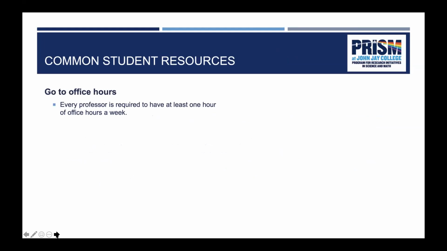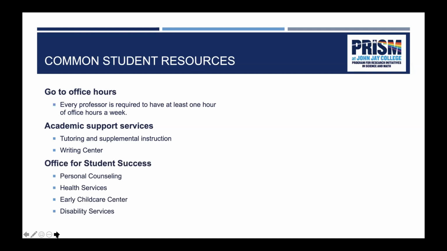So some things that you can do to make sure that you can transition to John Jay are go to office hours. Every professor is required to have at least 1 hour of office hours every week. You can go to academic support services such as the tutoring and supplemental instruction offices and the writing centers. You can seek help in offices of student success such as personal counseling, health services, early child care center, and disability services.